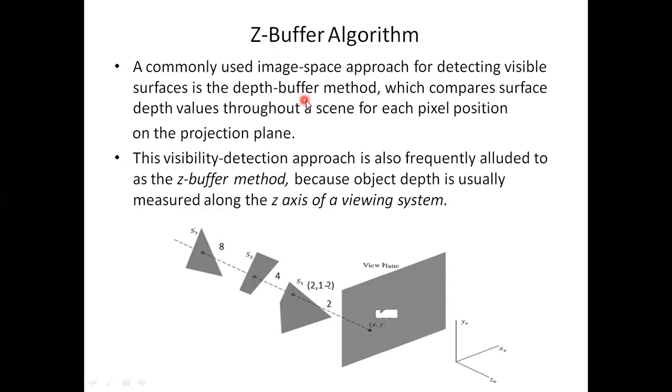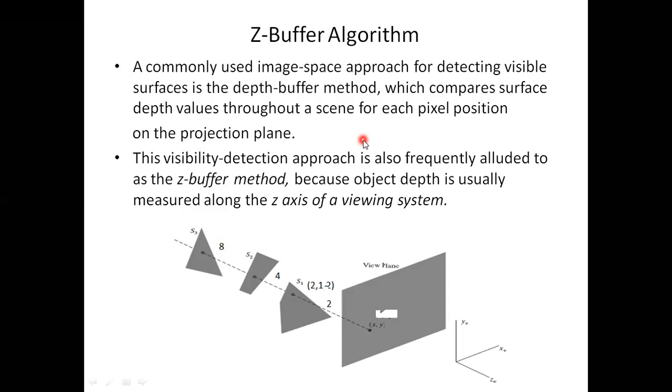So it uses the depth buffer method, which compares the surface depth throughout the scene for each pixel position on the projection plane. So the technique used here is based on the z-axis value of my object. Whenever we have a 3D object, how do we determine the x-axis, y-axis, and z-axis? The x-axis says the length, the y-axis says the height, and the z-axis says the depth.